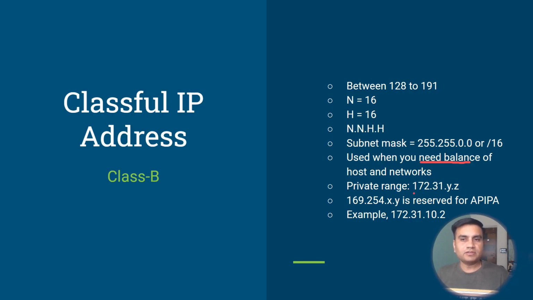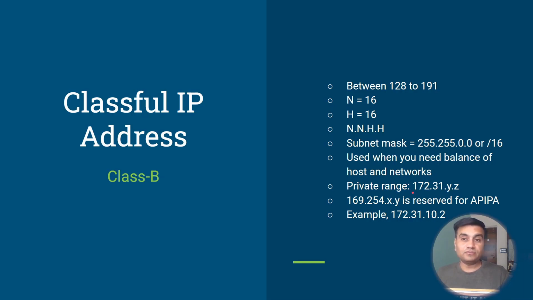In this class B IP address, there are two special things. One is this IP address. This is called a reserved IP address. This is reserved by APIPA. It is like your operating system will have its own assigned IP address. It is reserved. We cannot use it. So every system will have this APIPA IP address.